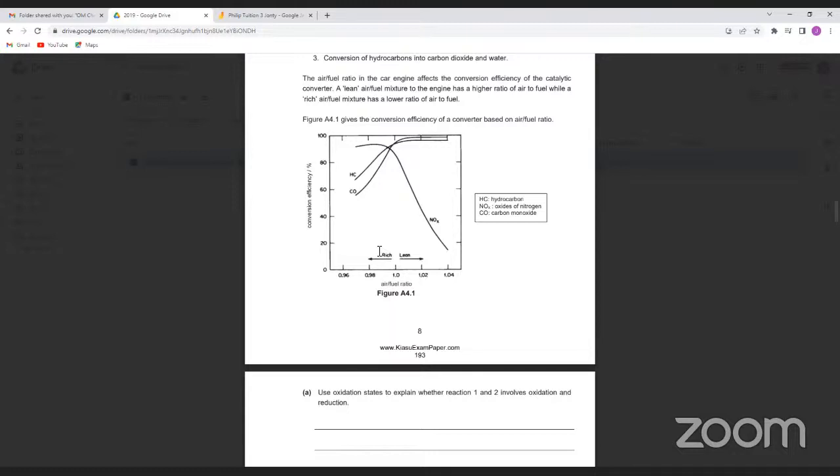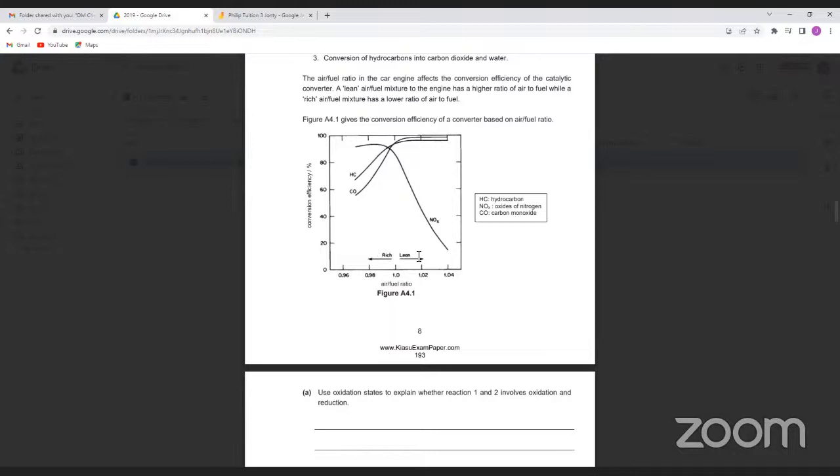Less pollution is better. Correct. As HC conversion is higher, it means less pollution from HC. Yes, and more CO2 comes out instead of CO, which is good. However, there's a however: as you go to lean, the conversion efficiency of nitrogen oxide decreases.